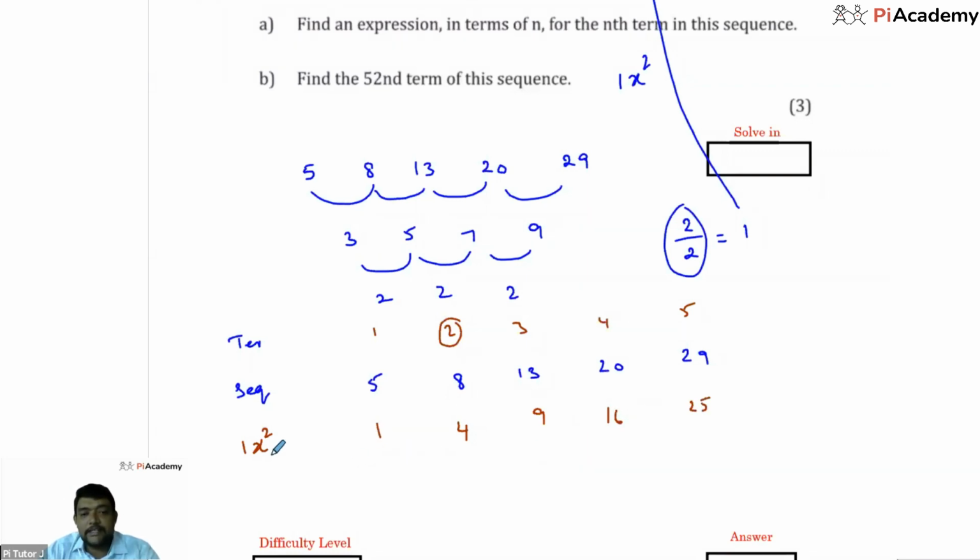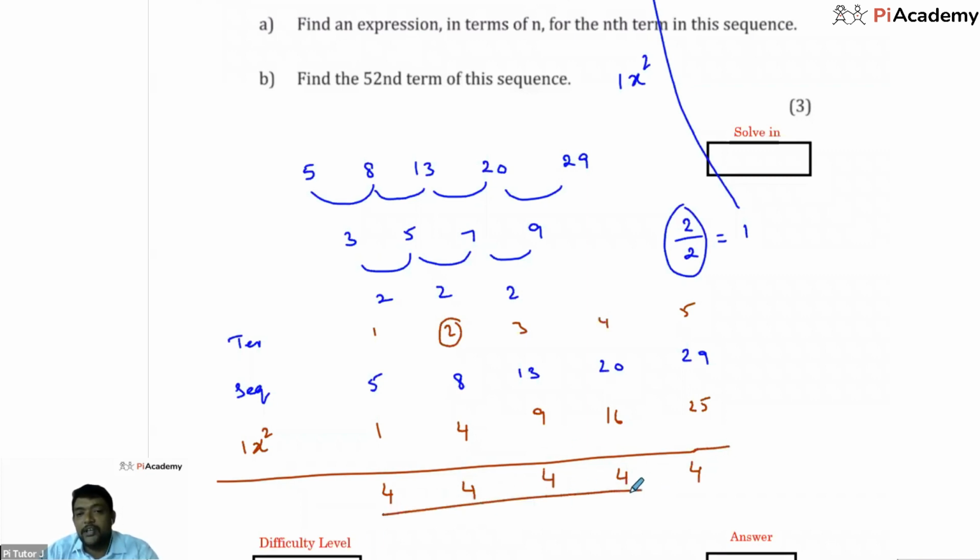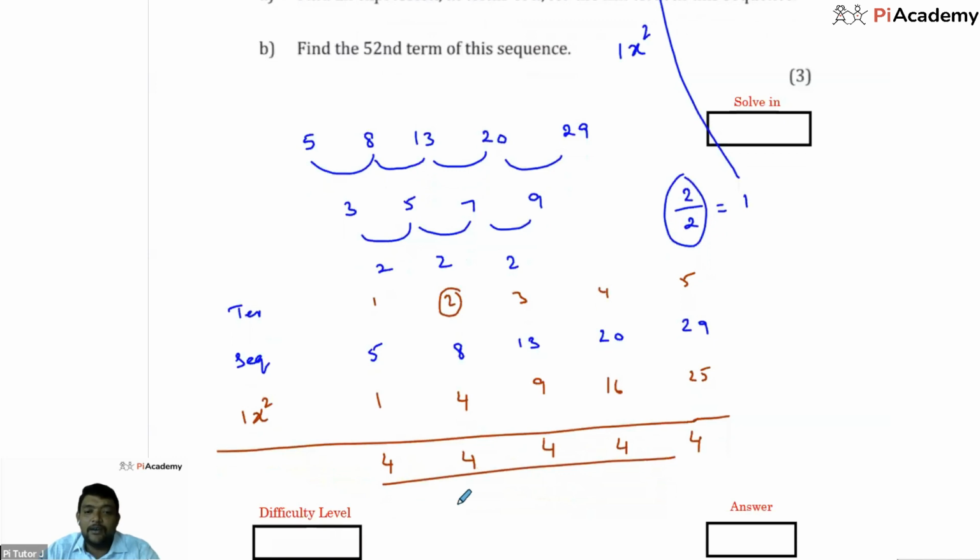Now you subtract 1x squared from this sequence. 5 minus 1 is 4. 8 minus 4 is 4. 13 minus 9 is how much? 4. 20 minus 16 is 4. 29 minus 25 is 4. So you see everything is 4. So the nth term would be basically 1x squared plus 4. What would be the nth term, guys? N squared plus 4. You see that? Yes. So that's your answer.